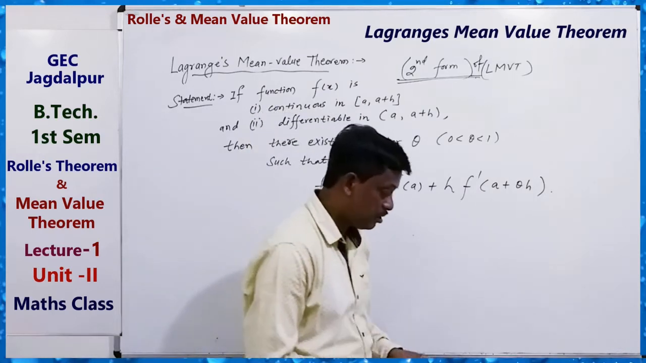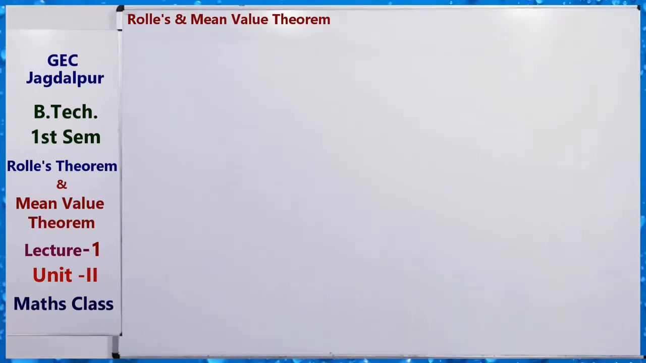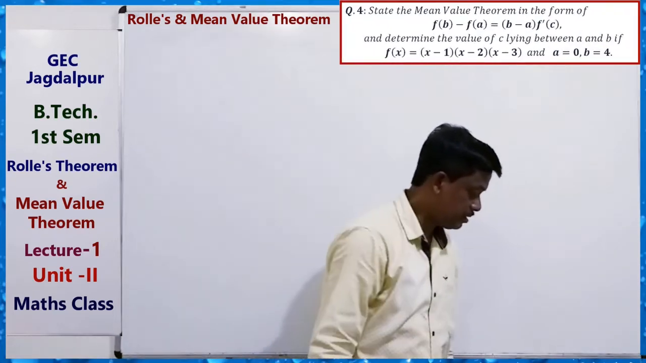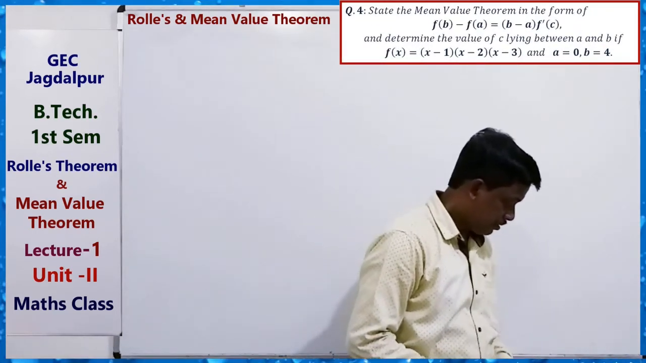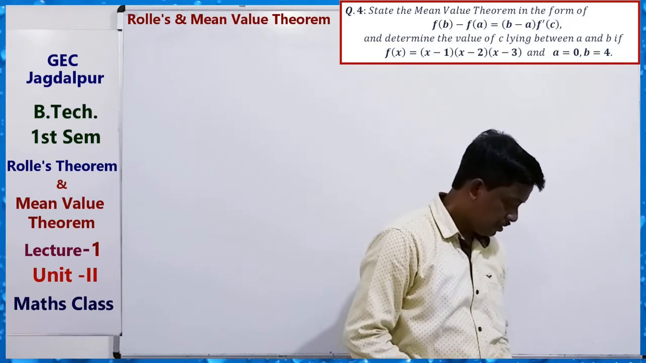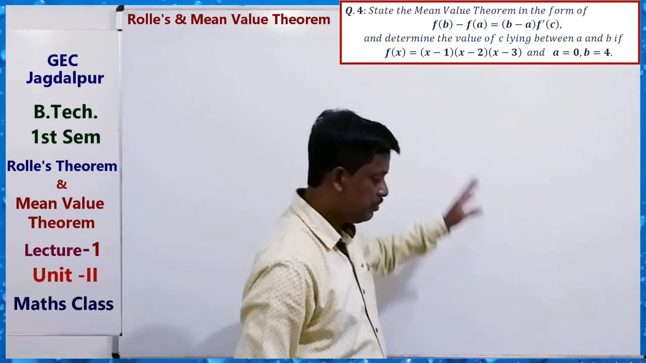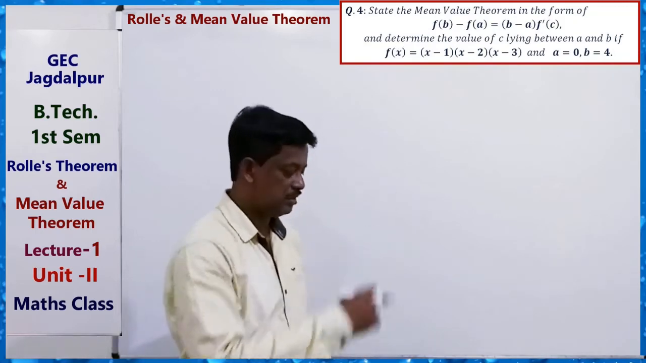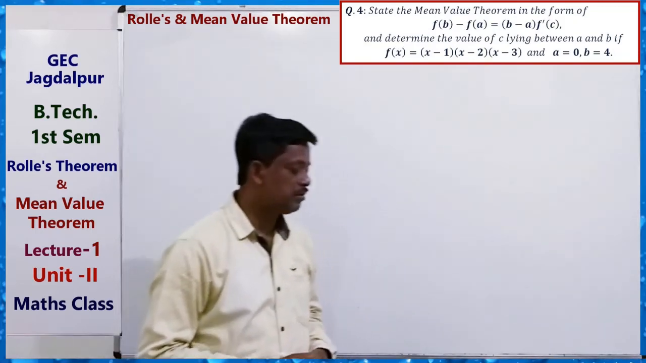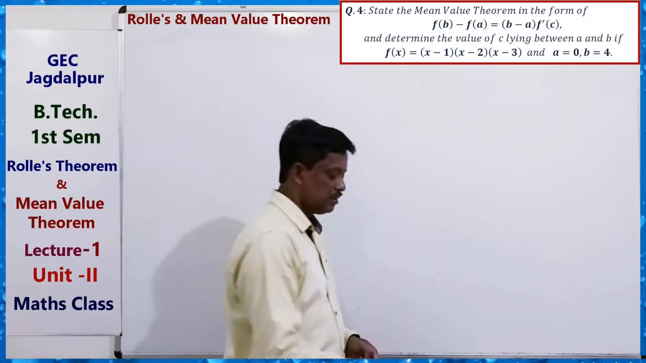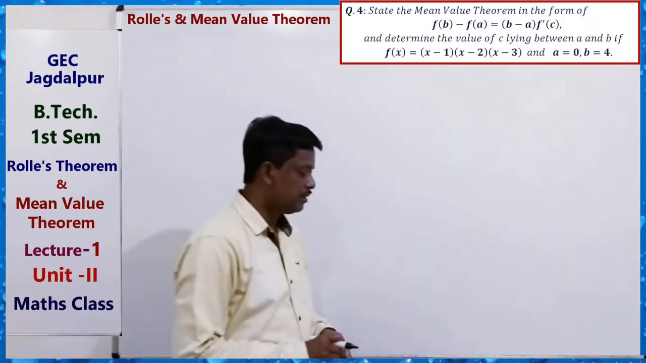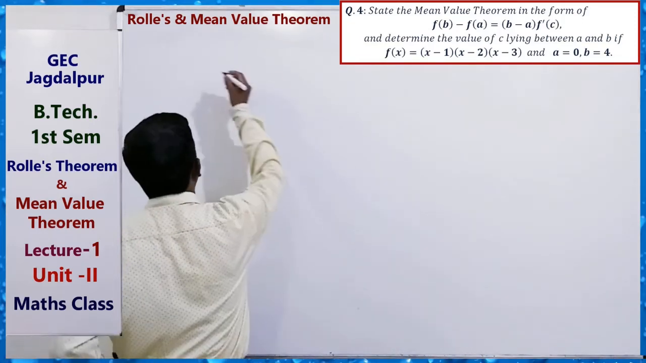Okay. Now we will solve some questions from this. Take question 1. State the theorem. If the mean value theorem is taken as f(b) minus f(a) equals (b minus a) f dash c in this format, then determine the value of c lying between a and b. So here, first of all, state the mean value theorem. Just give the statement. Okay. So here, the given function is what? Solution.